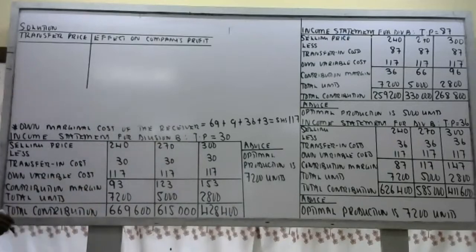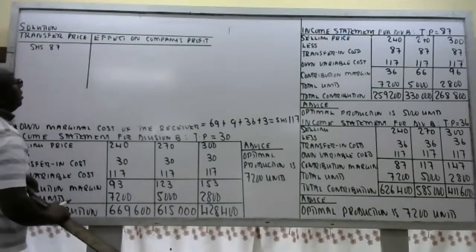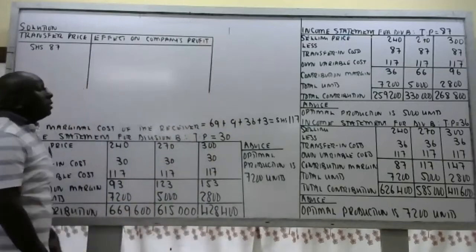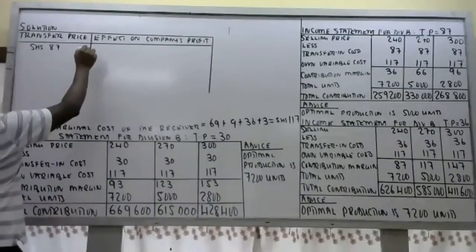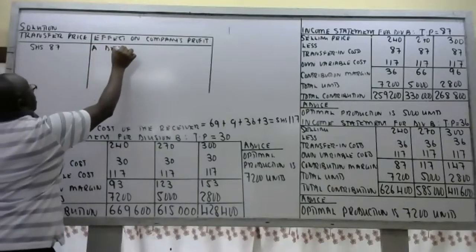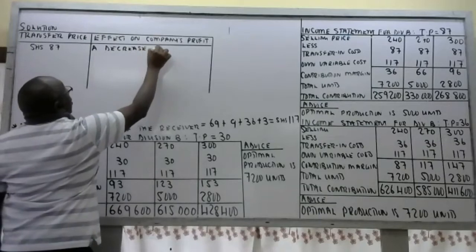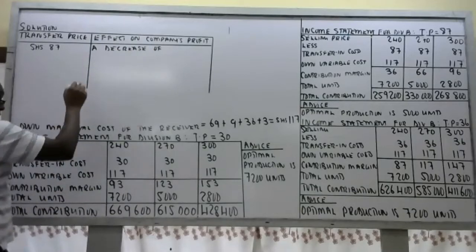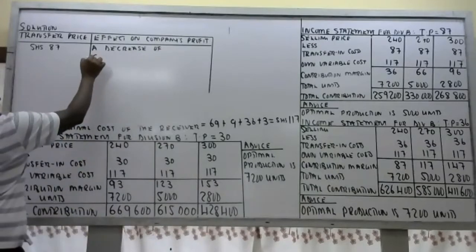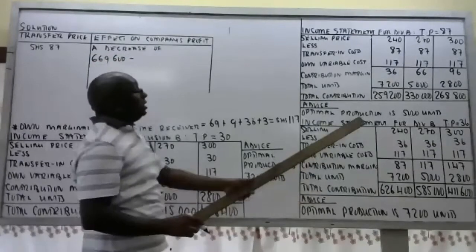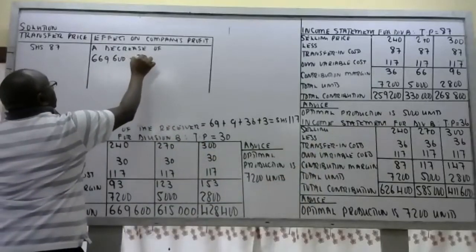So the first one is the shillings 87. It creates a decrease of, so you take this one, which is the best, 669,600, minus the best that we got here at 500,330.